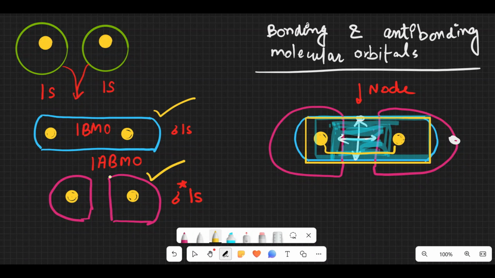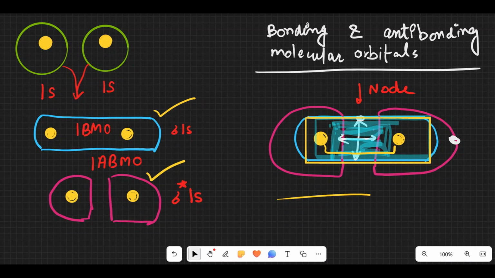So although electrons are present in anti-bonding molecular orbitals, they do not assist in the formation and upholding of the bonds. That is why they are called anti-bonding. I hope it is very clear to you now what the difference is between bonding and anti-bonding molecular orbital.